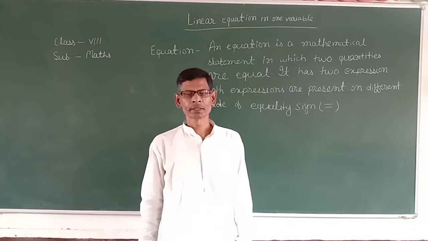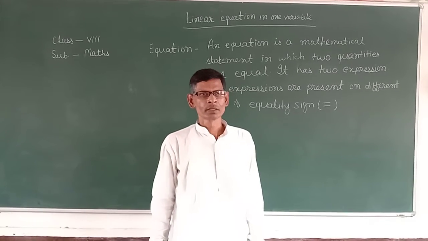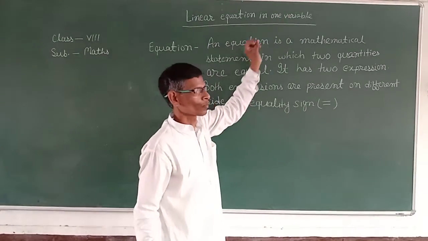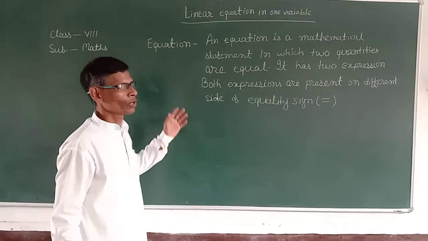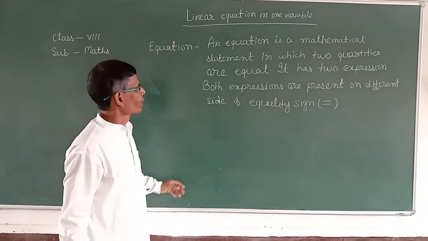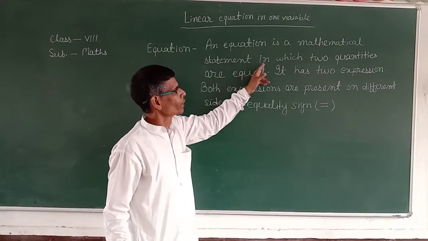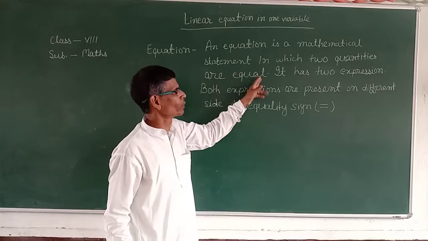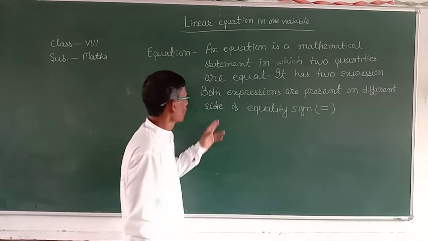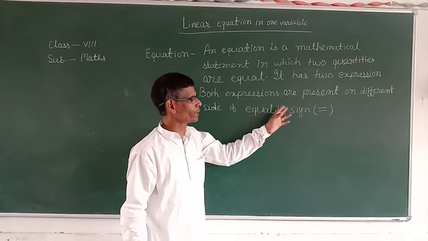Today, in class 8th, we learn subject mathematics, second chapter, linear equation in one variable. In this chapter, first of all, we know about equation. An equation is a mathematical statement in which two quantities are equal. It has two expressions. Both expressions are present on different sides of the equality sign.